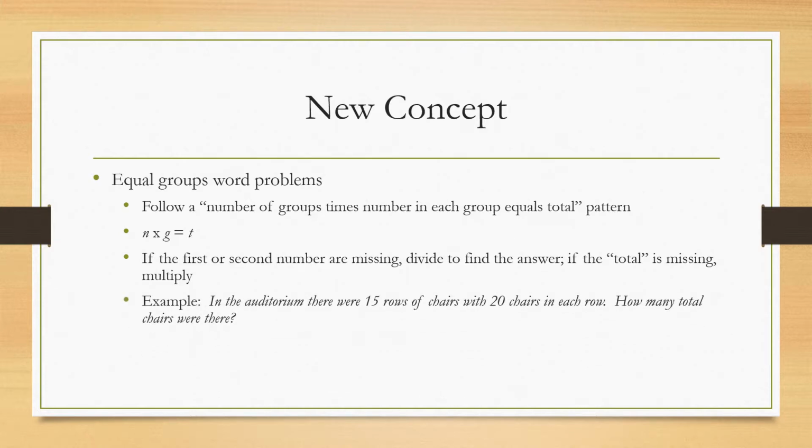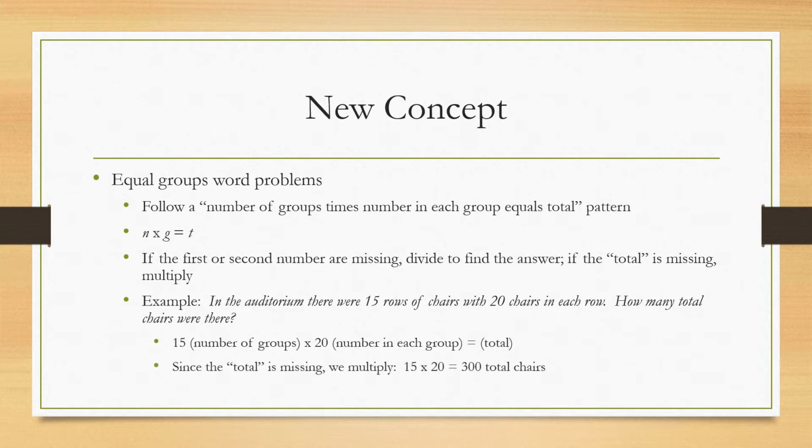So here's an example. In the auditorium, there were 15 rows of chairs with 20 chairs in each row. How many total chairs were there? In order to solve this, we plug it into our pattern. 15 is the number of groups, that's how many rows of chairs there were. 20 is the number in each group, that's how many chairs are in each row. And then our total we don't know. So since we're missing our total, we need to multiply. 15 times 20 equals 300, so the auditorium has 300 total chairs.